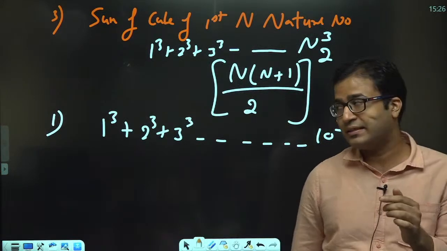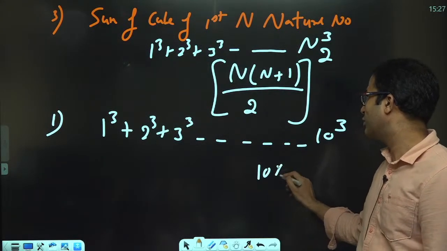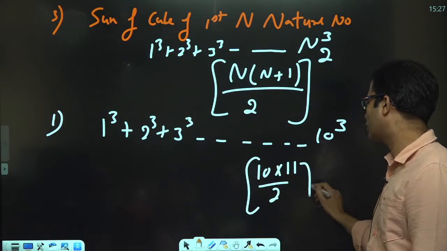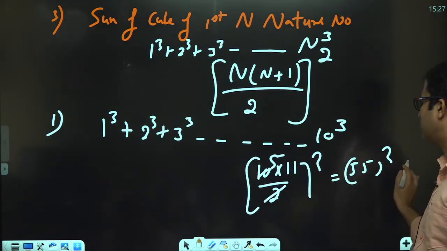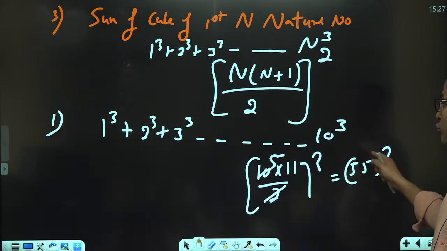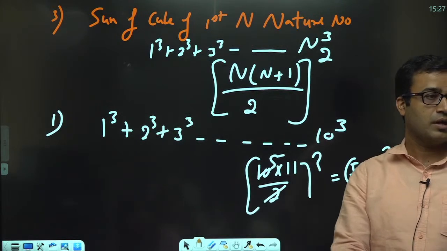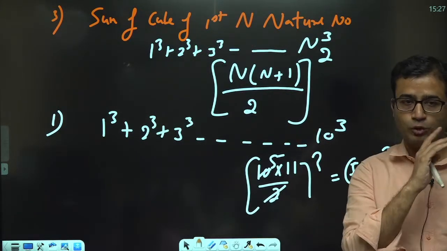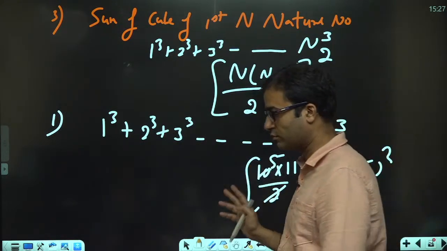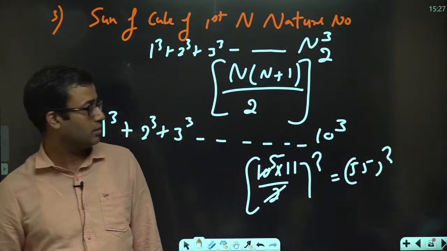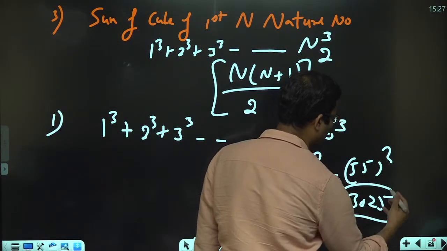And believe me, I have seen students leave it in between. Just 10 into 11 divided by 2, whole square. Then they say 55 square and they leave it here. See, you have to do your calculation on your own till your selection. After selection, you will get a clerk to do it, but till selection, you have to do it. Okay. 55 square is 3025. We will see the shortcut later on.